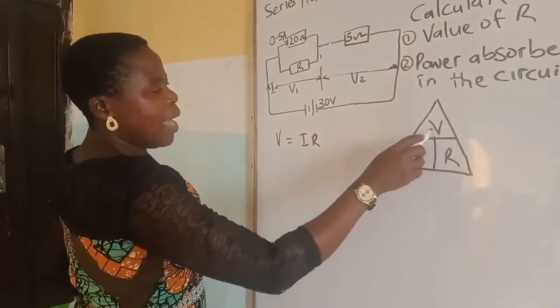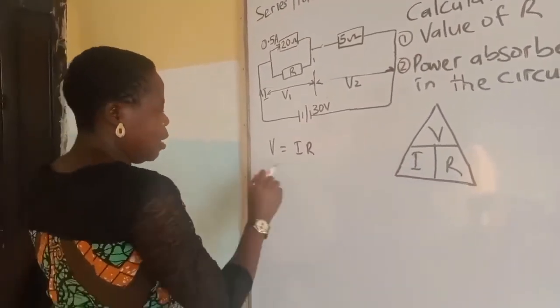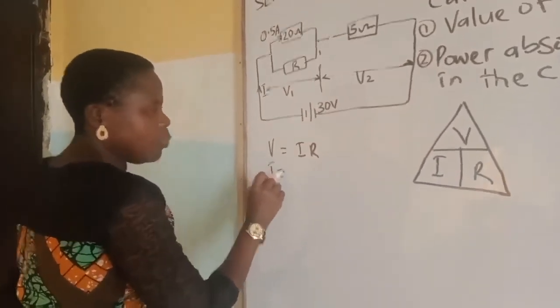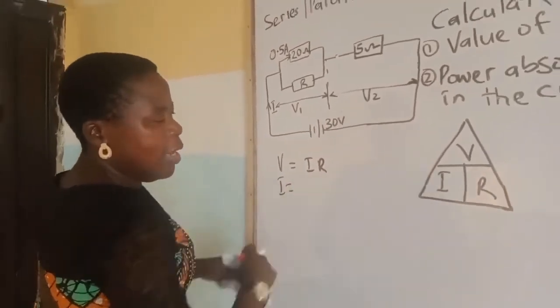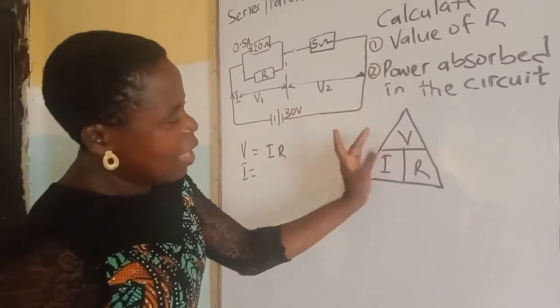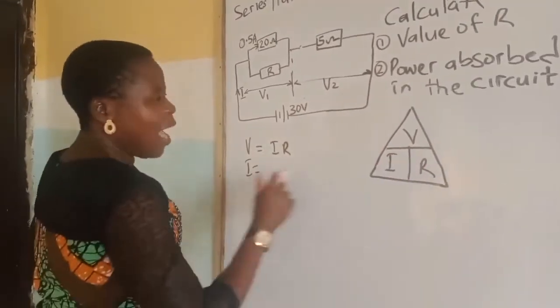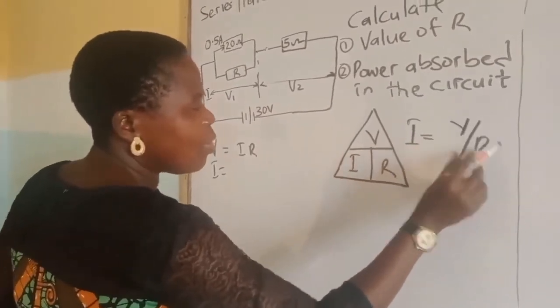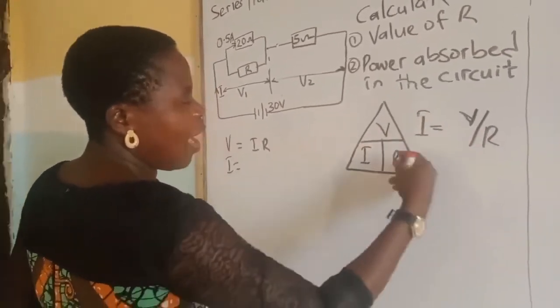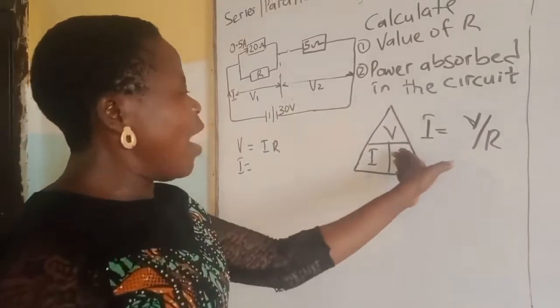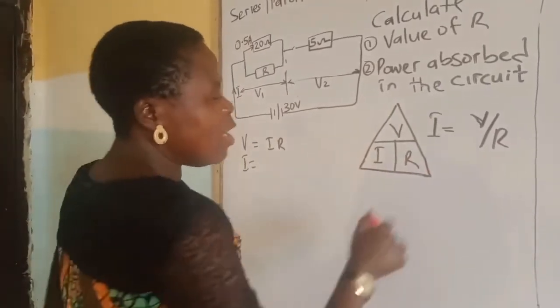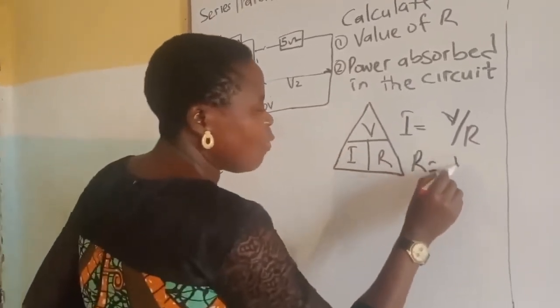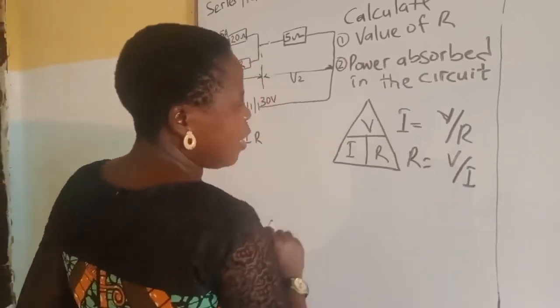Now, because we are calculating I, I will now be equal to, let's say we cover this, V over R. So we have our V, I will be equal to V over R. And let's also cover R here. Cover R, we have V and I. So our R will be equal to V over current.